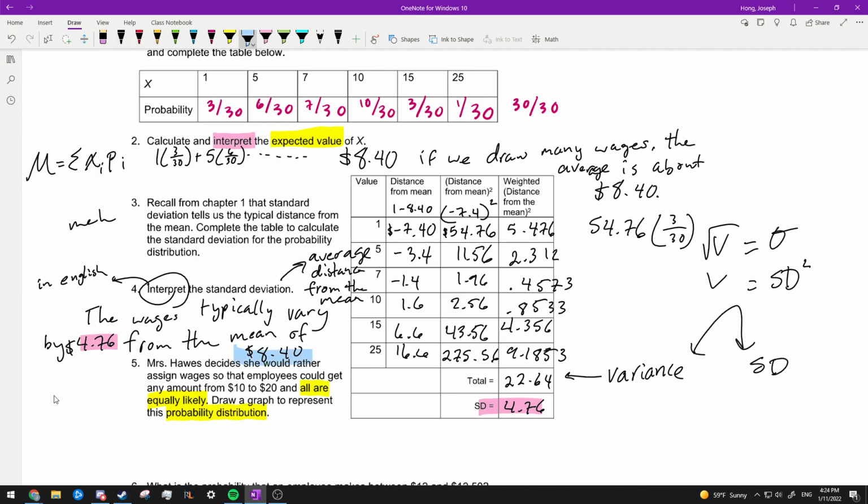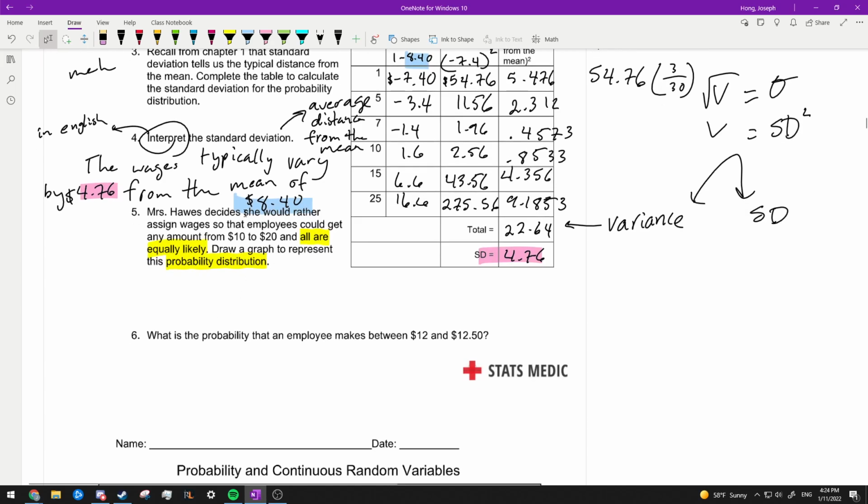And I got this 840 from here and here. So if this person decided she would rather assign wages so that employees get between $10 to $20 and are likely to be chosen equally, draw a graph that represents this probability. Equally likely means everyone has an equal chance of getting $10, $20, $15, $11, even $11.45, and so on.